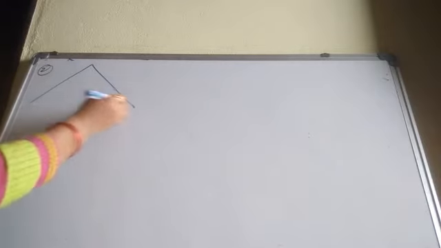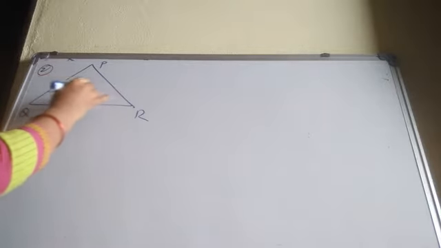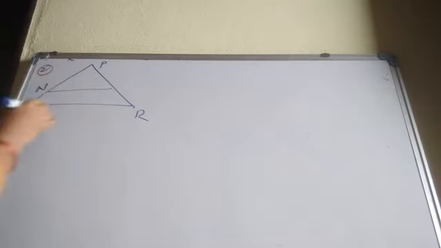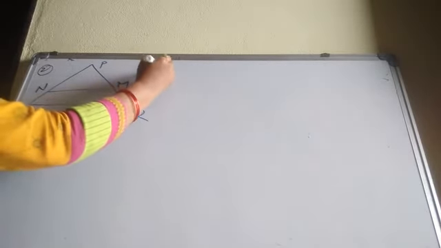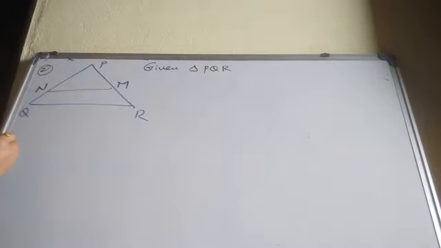Now coming to the second question. Second question: in triangle PQR. First we will draw the triangle PQR, and he has given a parallel line NM. Students, keep it in your mind, in a triangle if a parallel line is there, you have to remember the basic proportionality theorem. Given we will write: given triangle PQR, he has given the values also.